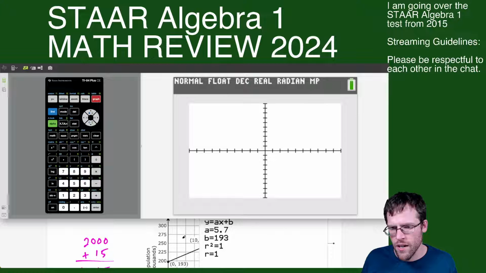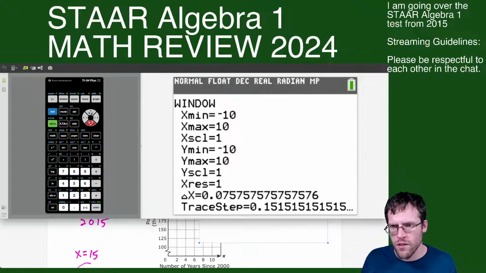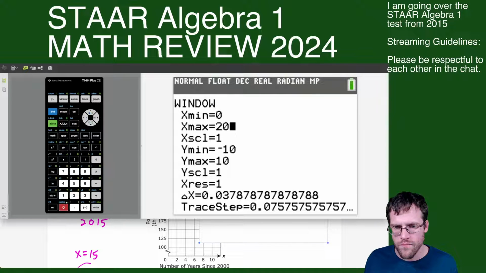You know, this isn't fair. The reason being the x-axis goes up to 10. So my window, my x minimum, I'll switch to 0, but I'm going to leave my x maximum at 10. Actually, no, I lied. Sorry about that. X equals 15 is what we want to see. So maybe I'll go out to x equals 20.